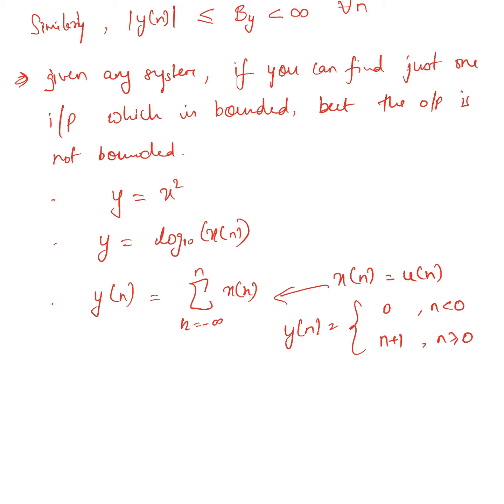You would see that for n greater than or equal to 0, the value of y[n] would keep increasing. So as n tends to infinity, y of n would also tend to infinity, and this violates the conditions for BIBO stability. So your accumulator is not a BIBO stable system.